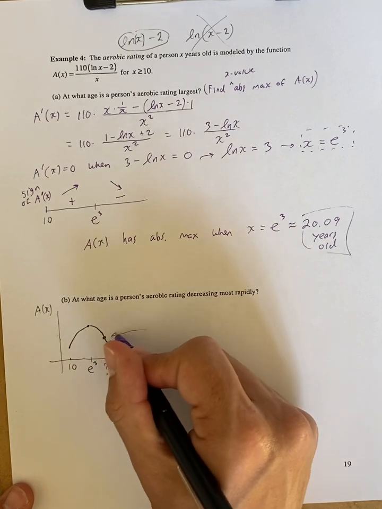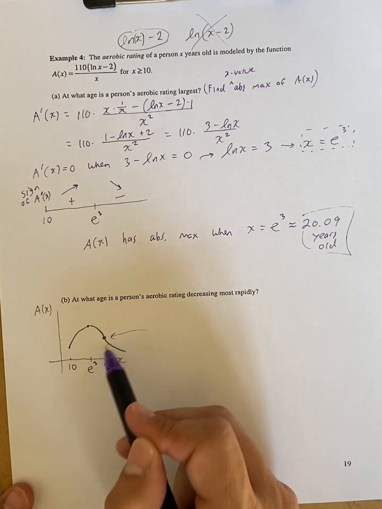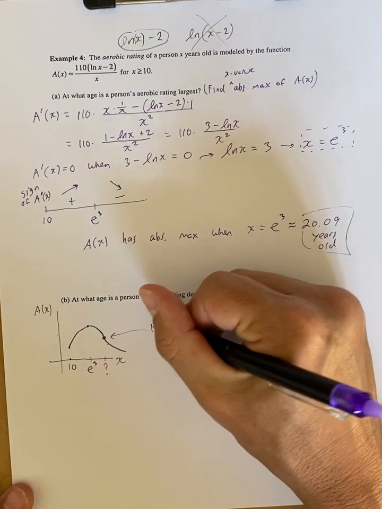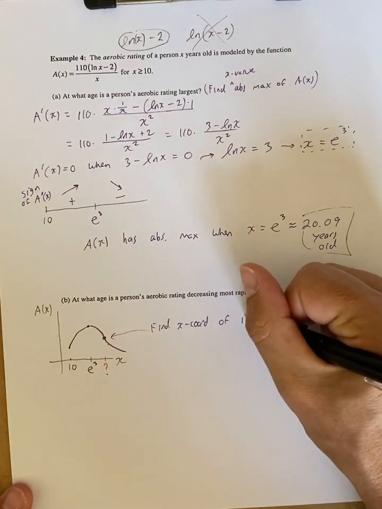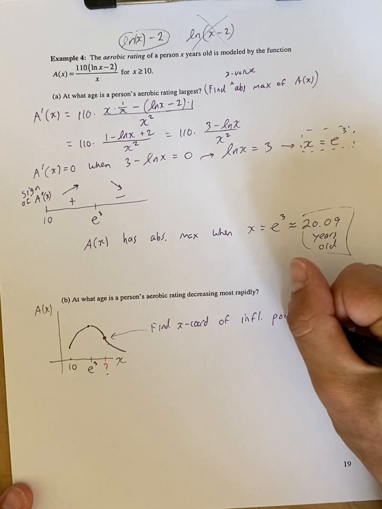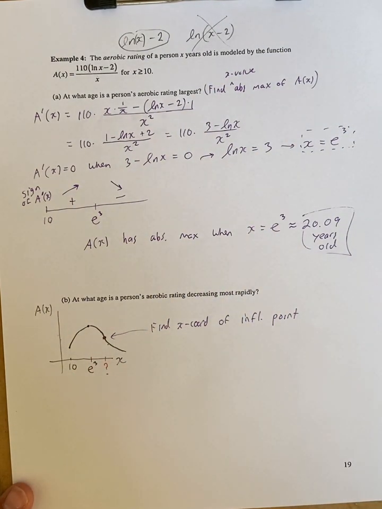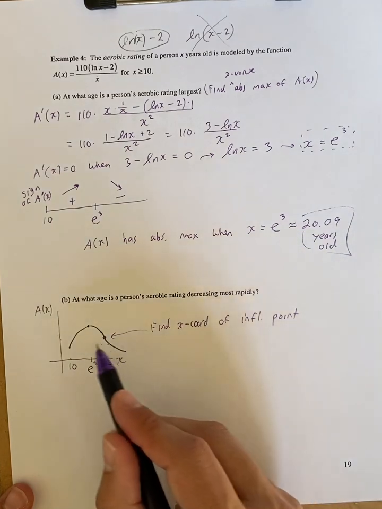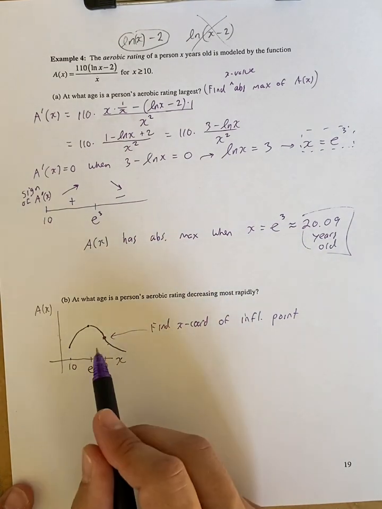And I think we know from experience by now that this point is an inflection point, right? That's where the concavity changes from being concave down to concave up. So to answer this question, we're trying to find the x coordinate of that inflection point, assuming one exists. If it didn't, then our answer would be, well, there isn't an age at which it's decreasing most rapidly. It just continues to decrease faster and faster. But the way the question is phrased, it suggests there is some point right there that looks like that. So we're going to find it.